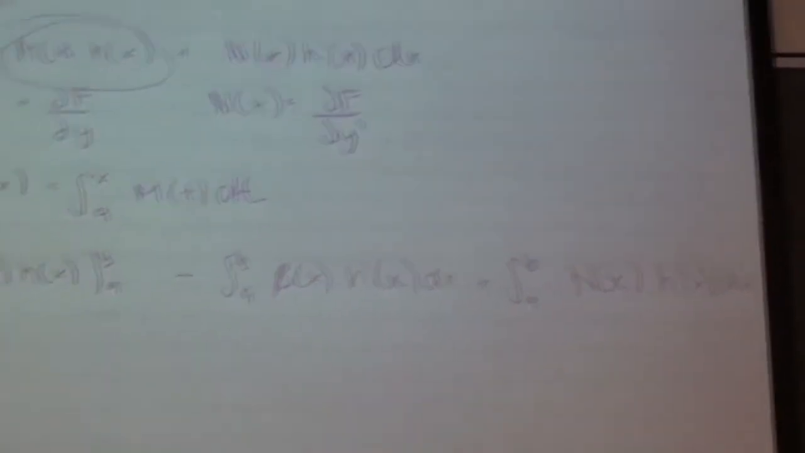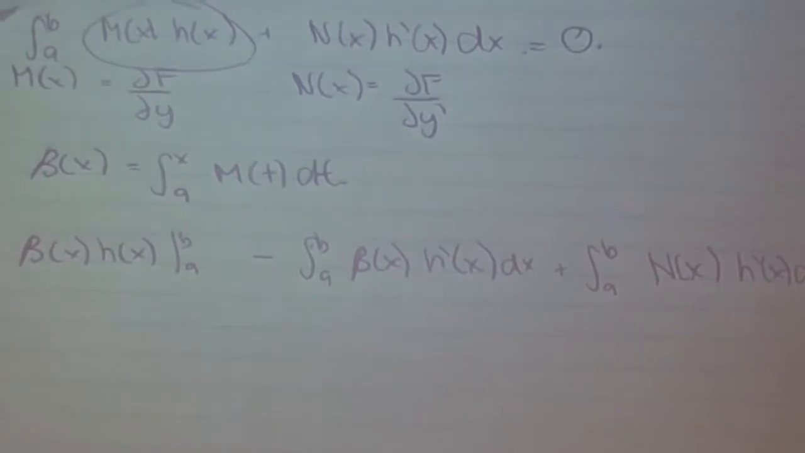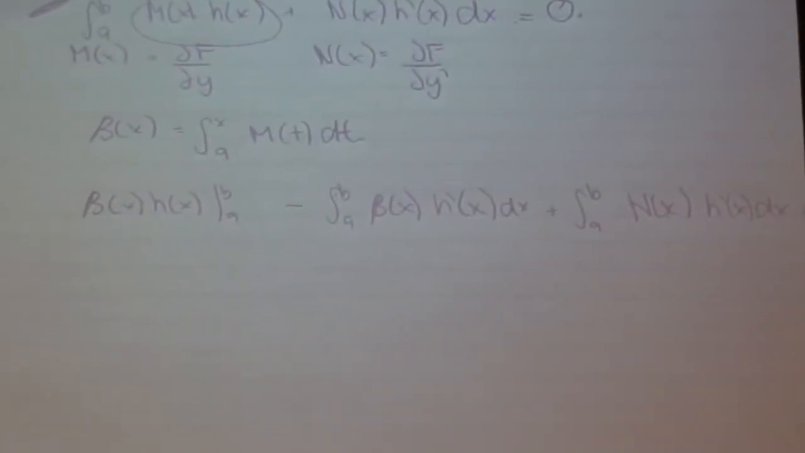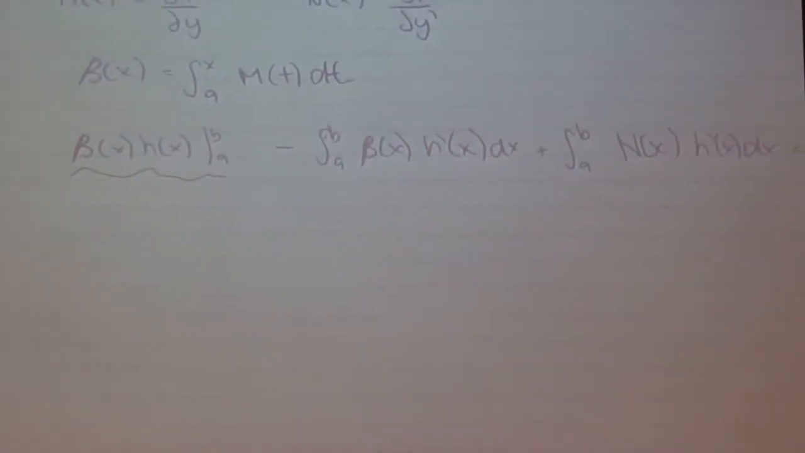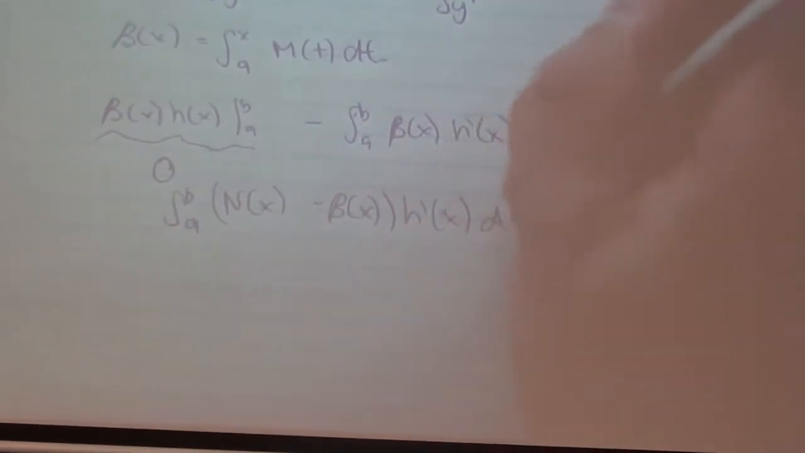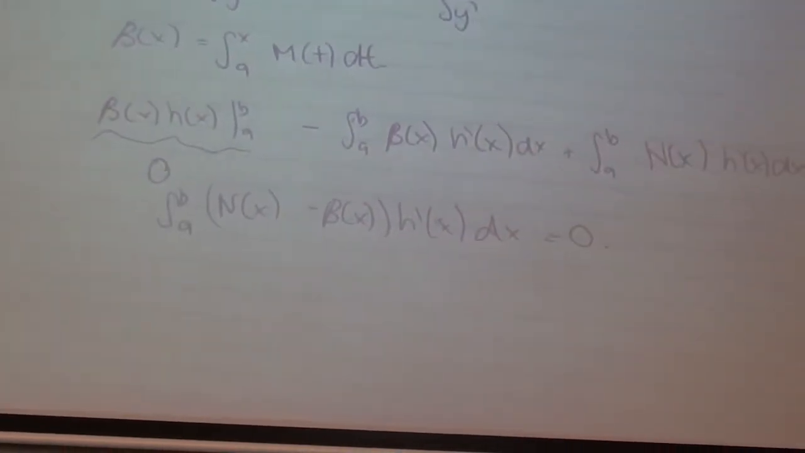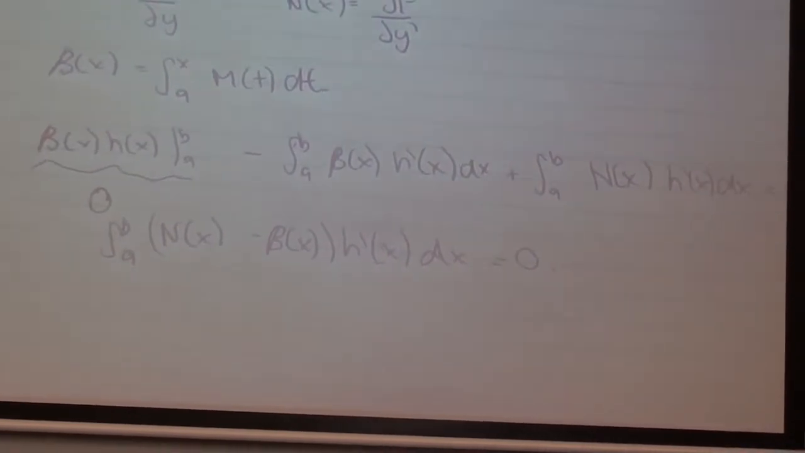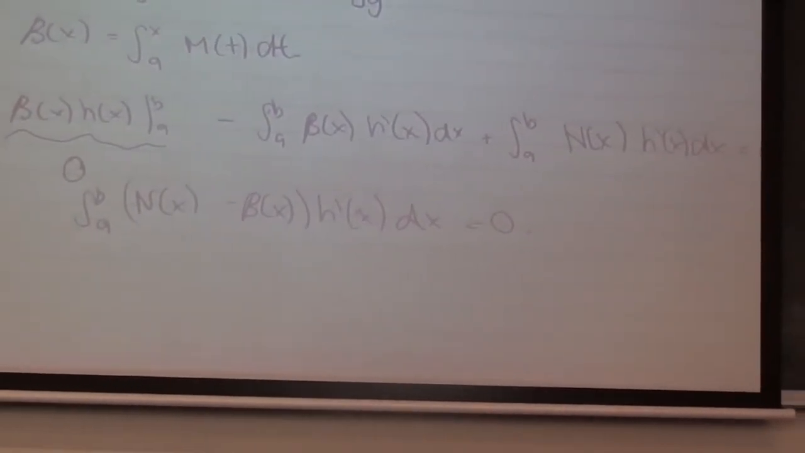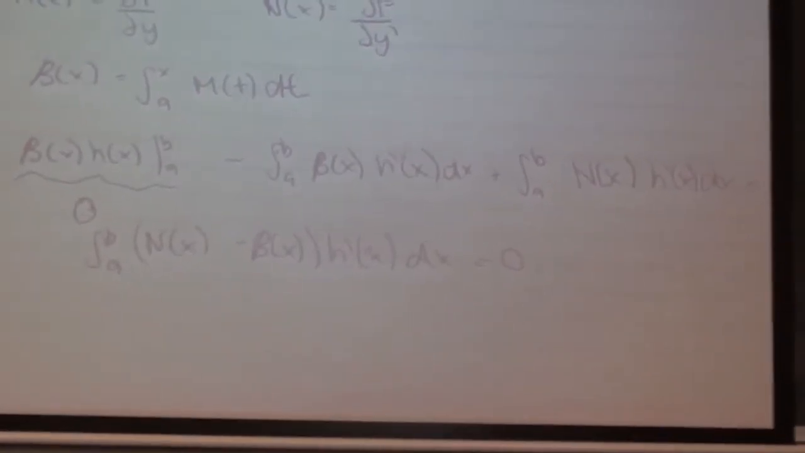And this all equals 0 because it's a critical value of the function with respect to epsilon. So because of the conditions we put on h, this term equals 0, and so we get the form integral of n of x minus b of x times h dash of x dx equals 0. Now this is a tidier form that we can use, but we can't use the fundamental lemma of calculus of variations on the h dash of x term because the function f is not twice differentiable.